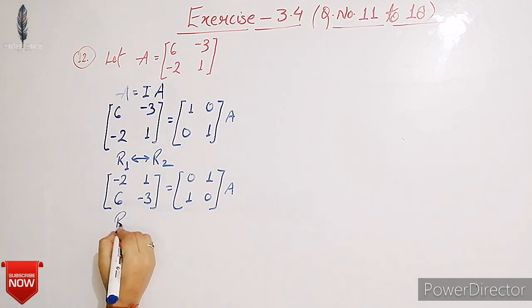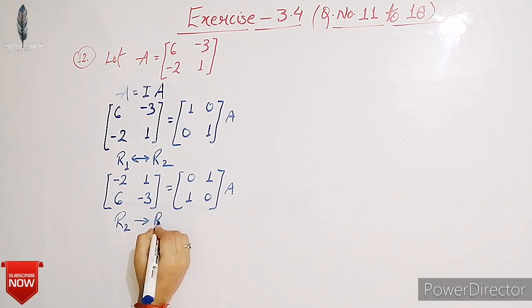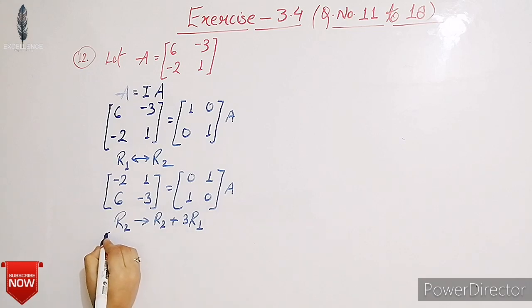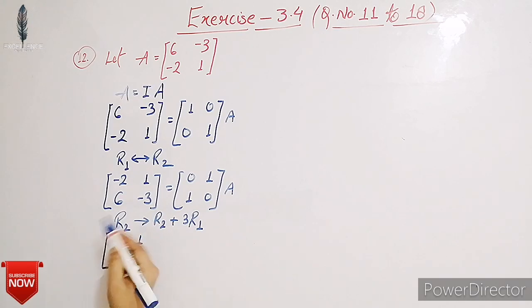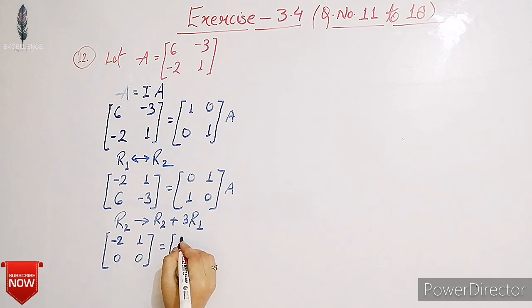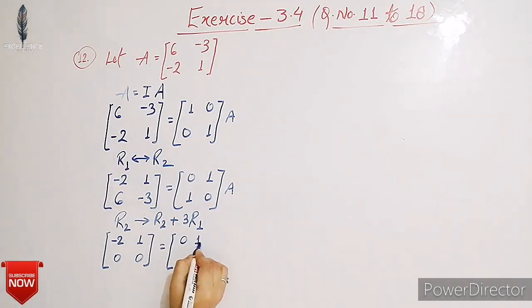And the next change is R2 changes to R2 plus 3R1. So 6 becomes 0. Then we get row 1 the same, minus 2 1, and row 2 becomes 0 and minus 3 plus 3, that is 0. On the right side, row 1 is the same, that is 0 1, and row 2 becomes 1 and 0 plus 3, that is 3, times A.